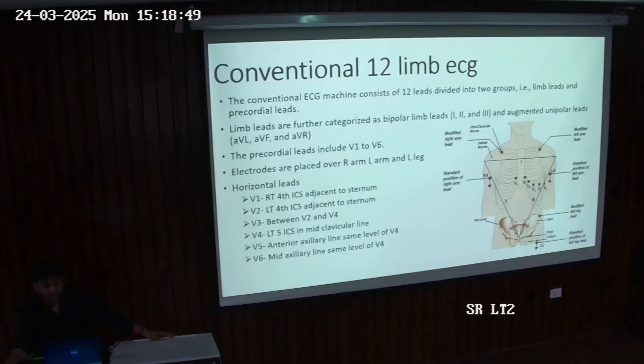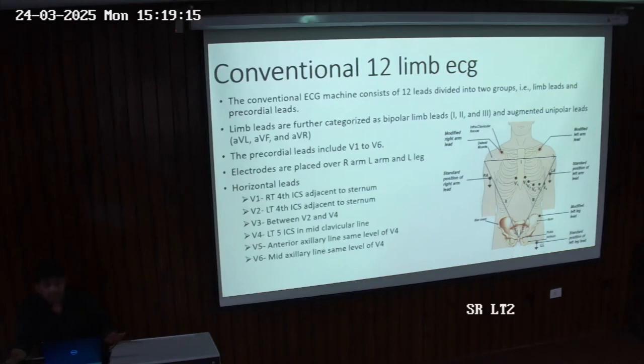Limb leads: we place the leads on the limbs, and some are precordial, over the chest. So limb leads are further categorized as bipolar or augmented unipolar leads. Unipolar are AVR, AVL, AVF. Bipolar are first, second, and third. These all six are the limb leads out of 12.